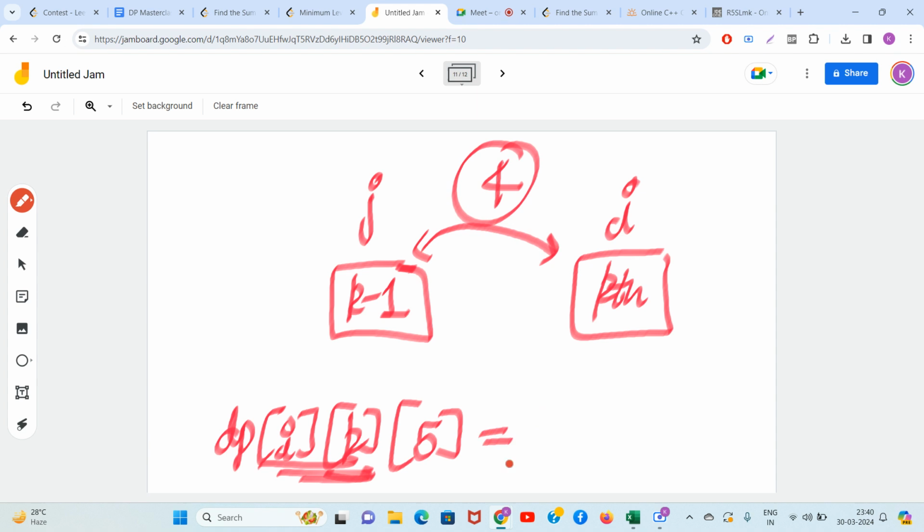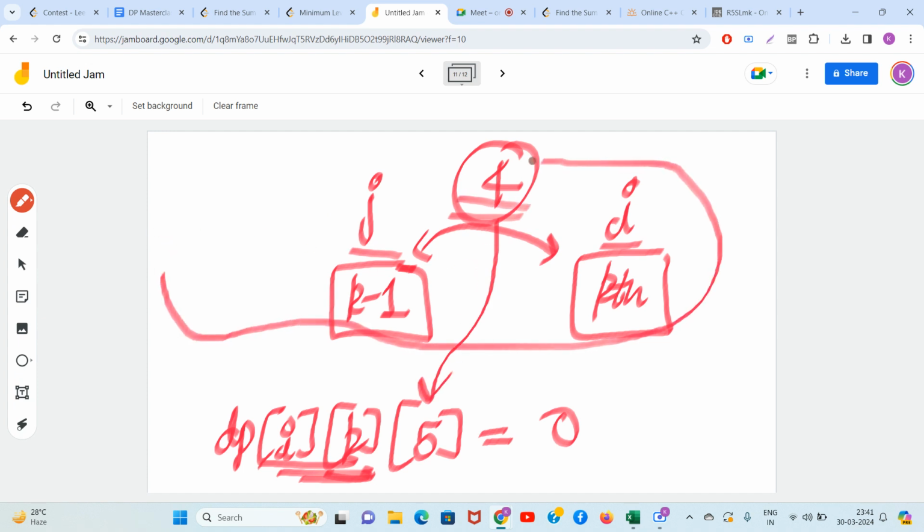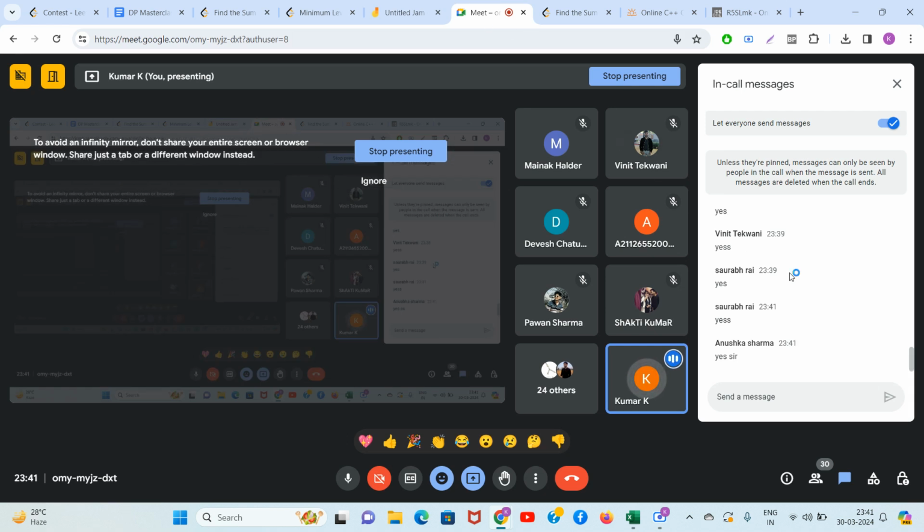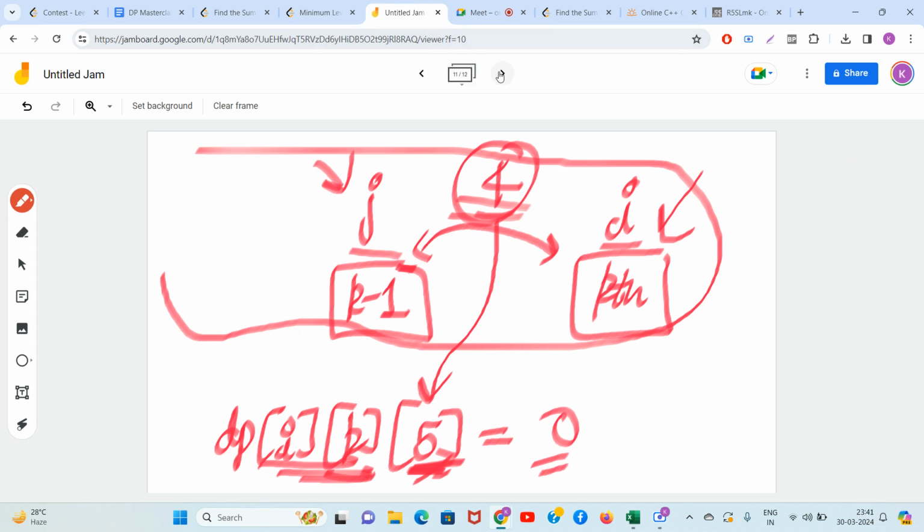Then guys, what will be the answer? 0. Guys, whenever your second last element and the last element have a difference less than the difference you want, here it is 4, so whatever subsequence is formed will have answer 4, it can never be 5. Getting the feeling, guys? Right, yes in the chat. Whenever you are fixing the last element and the second last element, if the difference of the last and second last is less than the d you require, the answer is 0. You don't do anything here. Pooja and Vinith, clear?